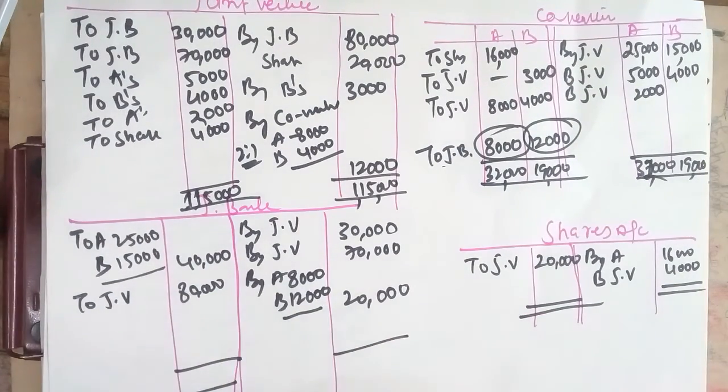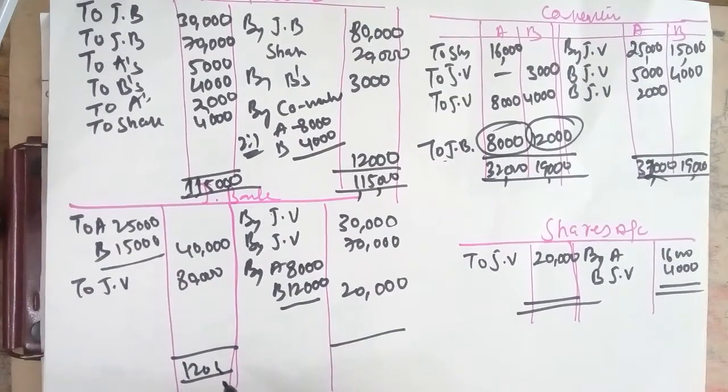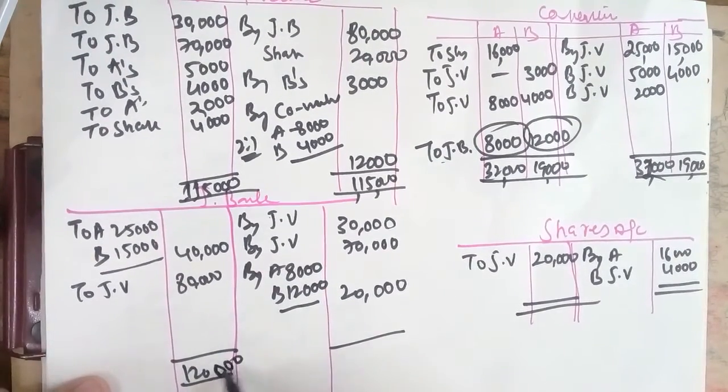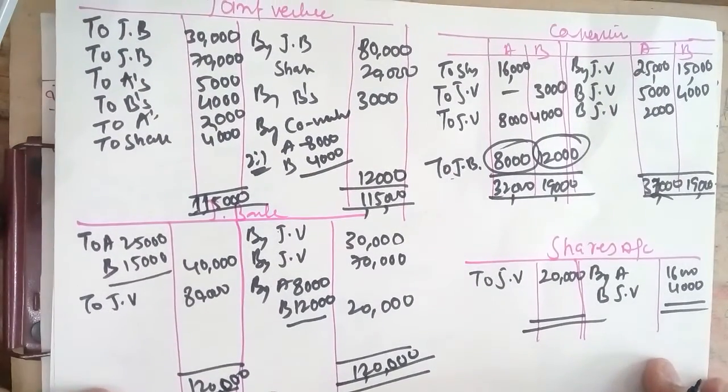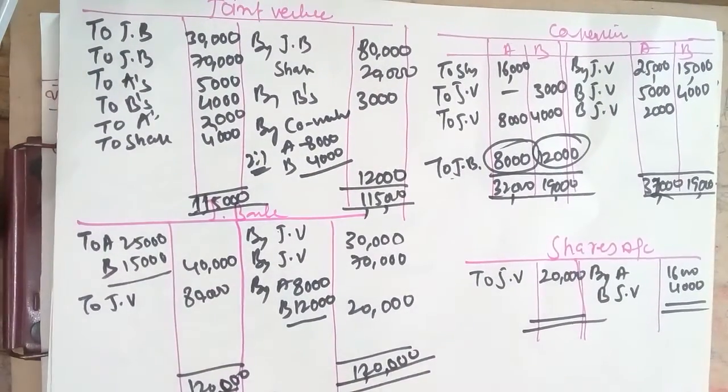Now our joint bank account should tally, otherwise we are wrong. So 40 plus 80, that is 120. So we are getting 1,20,000 on both sides, which means it tallies. So we are right. I hope with this precise explanation and working out two problems, I made you understand the first method of the joint venture, that is when a separate set of books of accounts is opened.